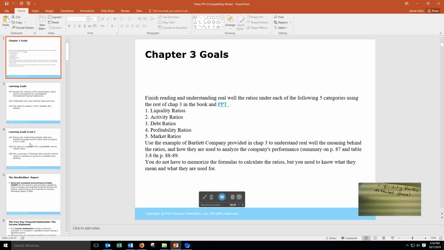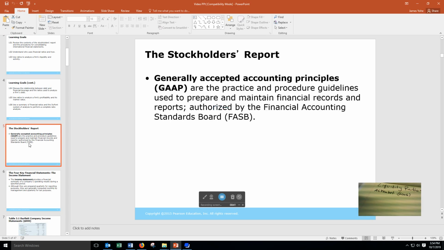We'll skip through these goals and get straight to the Stockholders Report. The Stockholders Report is where you're going to get most of this information. Inside of it are the financial reports. They are performed according to generally accepted accounting principles, which you can see are the practice and procedure guidelines used to prepare and maintain financial records and reports authorized by the Financial Accounting Standards Board. So for any sort of listed exchange, they're going to be using GAAP principles.